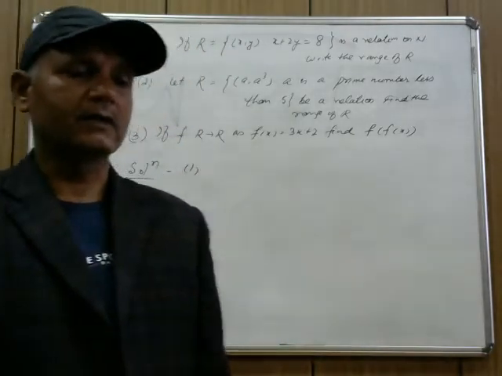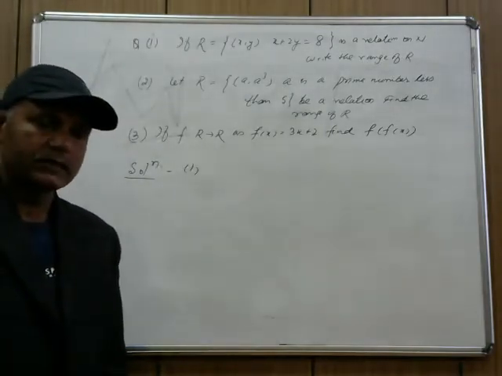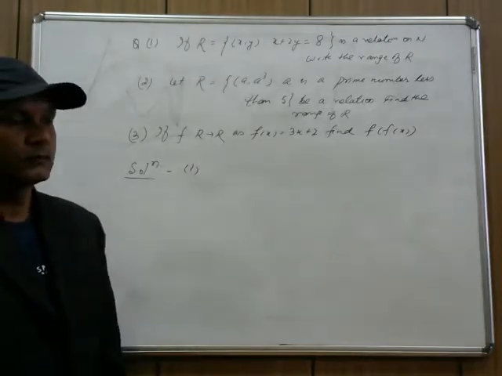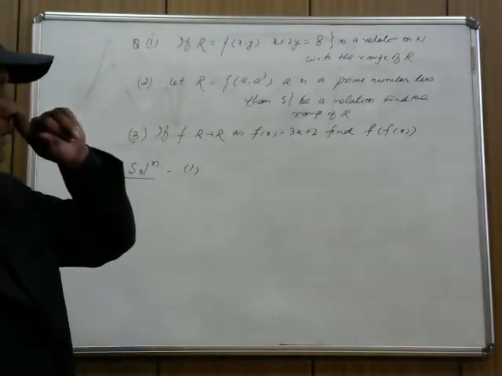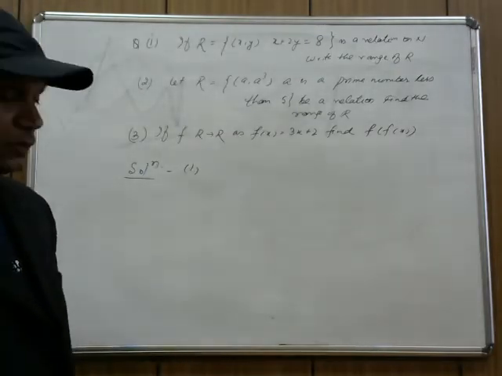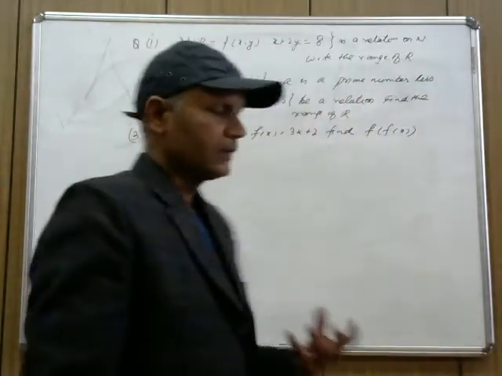2y is equal to 7 and y is equal to 7 by 2, which is not a natural number. That's why I will not take the value of x as 1. If I take the value of x as 2, then I will get 2y is equal to 8 minus 2, 6. And therefore y will be 3. That means the first ordered pair will be what?